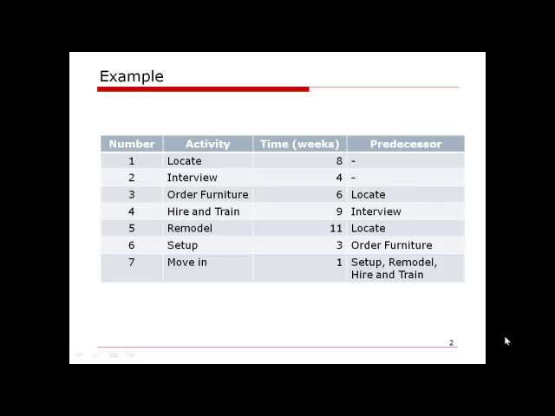Also, we gave the information of the immediate predecessor, which gives the dependence relationship between different activities. For example, the number 3 activity, order furniture, can only be done after we decide the location. And the number 4 activity, hire and training, can only be done after the interview is finished.